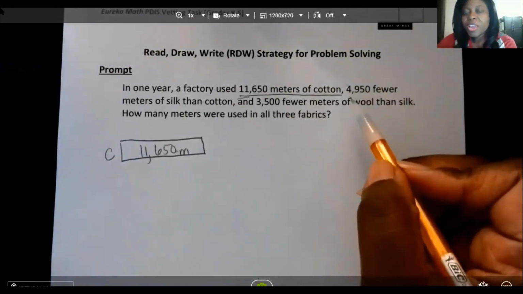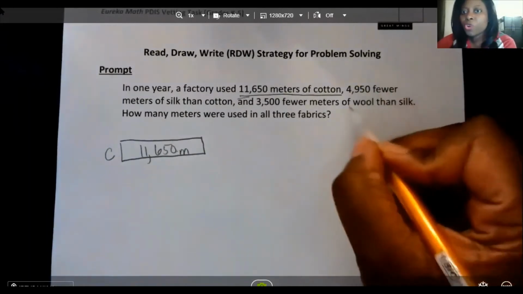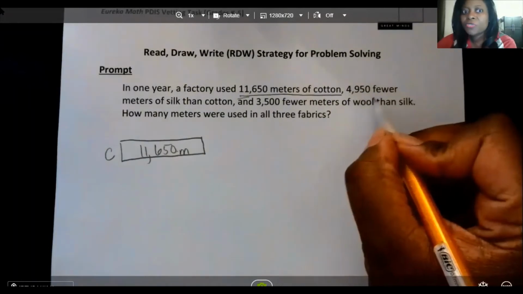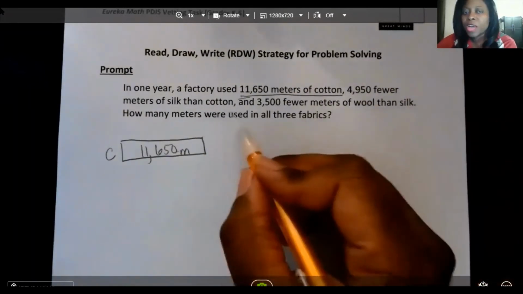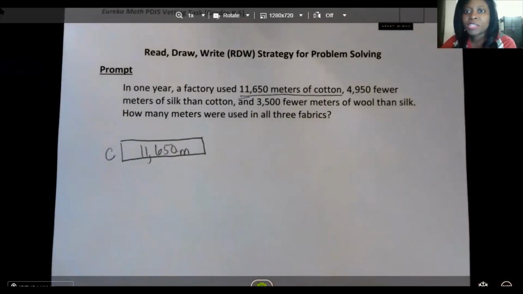The next part, remember, same questions. What do you see? What can you draw? So we have 4,950 fewer meters of silk than cotton. In the chat box, go ahead and type that. Two questions. What do you see? What can you draw? Perfect. Same thing. I see the place value chart.